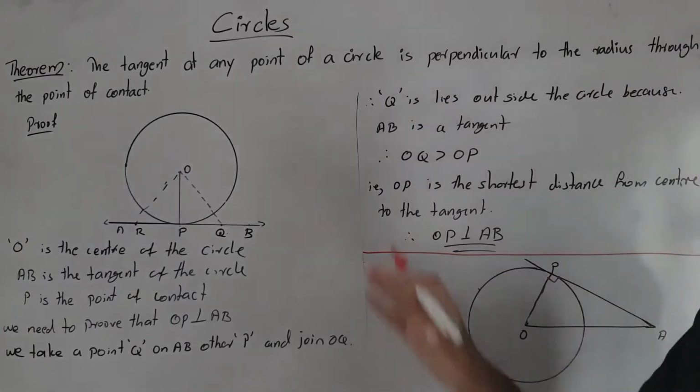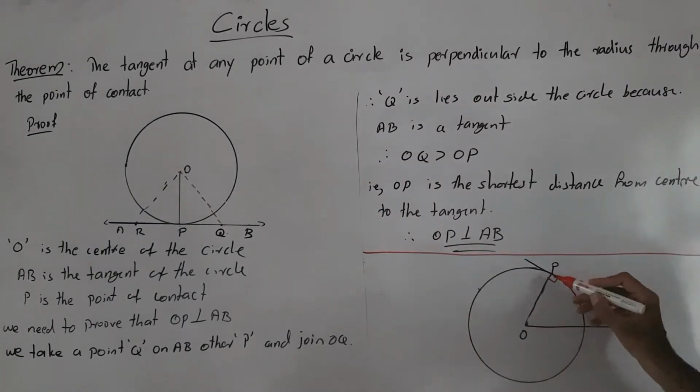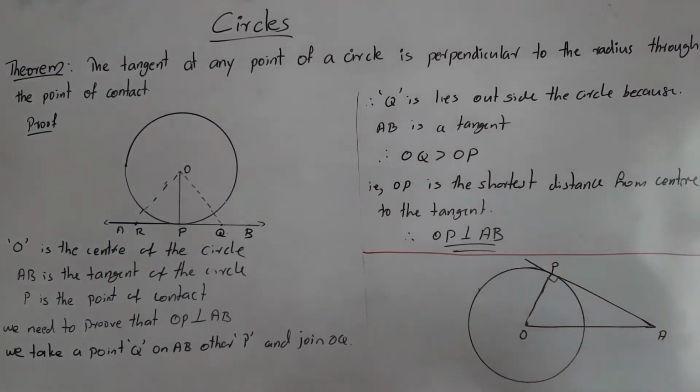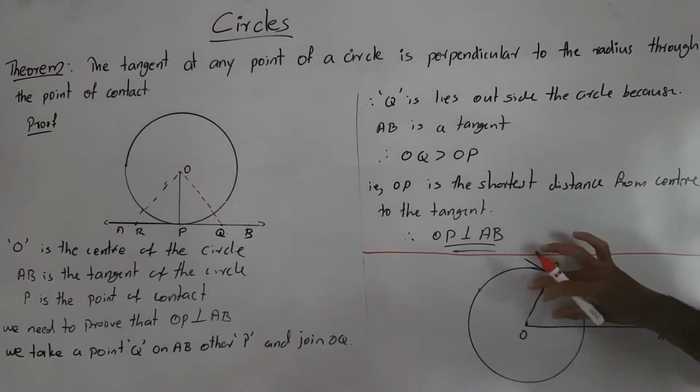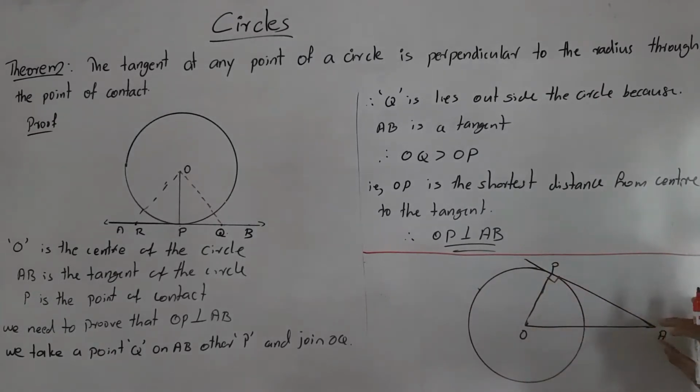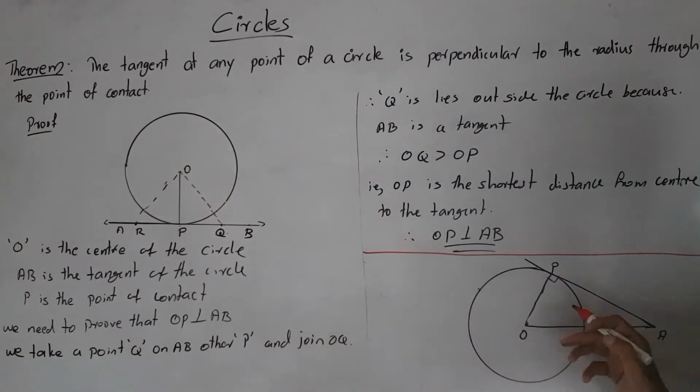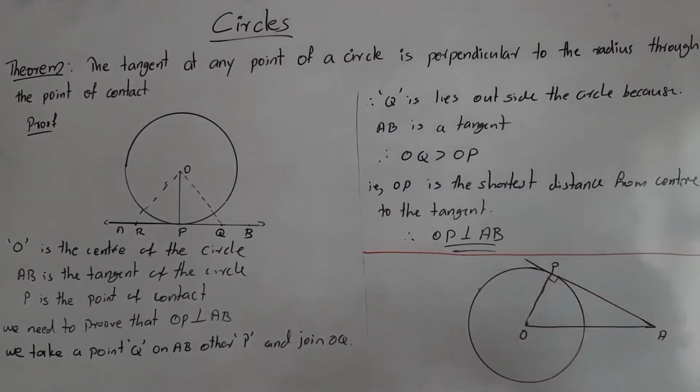So based on the theorem we know the idea: OP is perpendicular to AP. Then what is OA? OA is the distance from the center to the external point. Then remember the idea: the tangent, the radius, and the distance from the center to that external point. If we join these three, then we always get a triangle. That triangle is a right triangle.